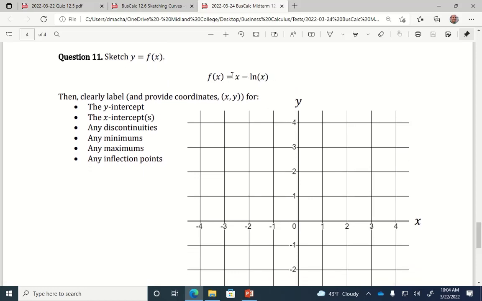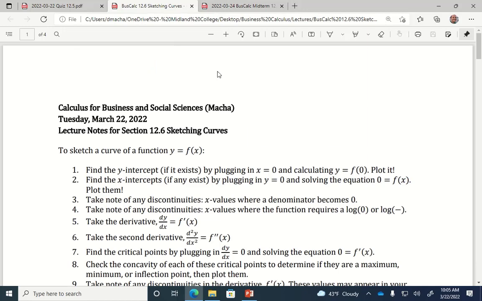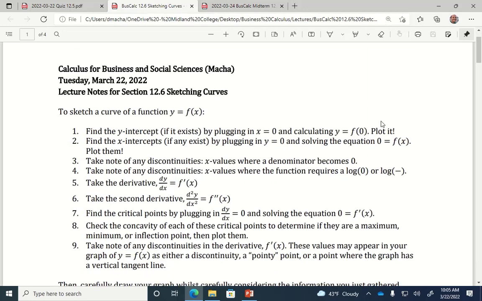So you'll have some sort of function like this, and you have to identify y-intercept, x-intercepts, any discontinuities, any minimums, maximums, and inflection points. Try your best to draw it on the xy plane, and then try your best to label all of those things accurately. And so that's what we're going to practice today. Our practice today is sketching curves. And I put together a little procedure that looks maybe a little bit like it says in your textbook, maybe a little bit different. I know I definitely changed a few things when I wrote my notes.